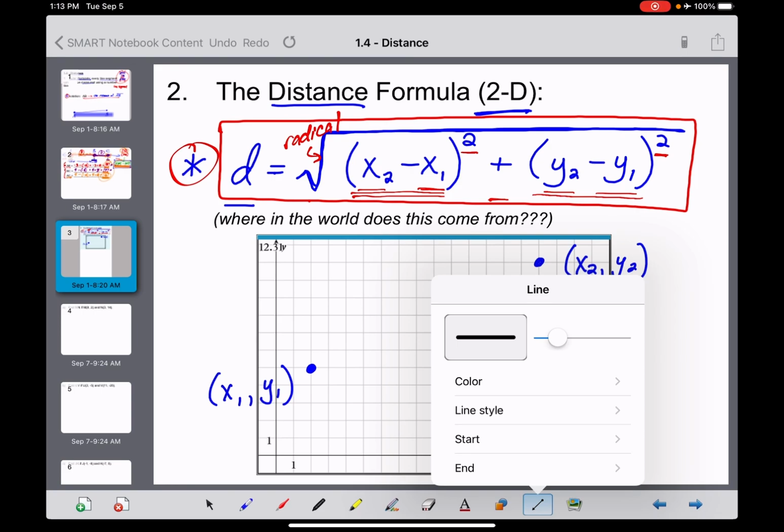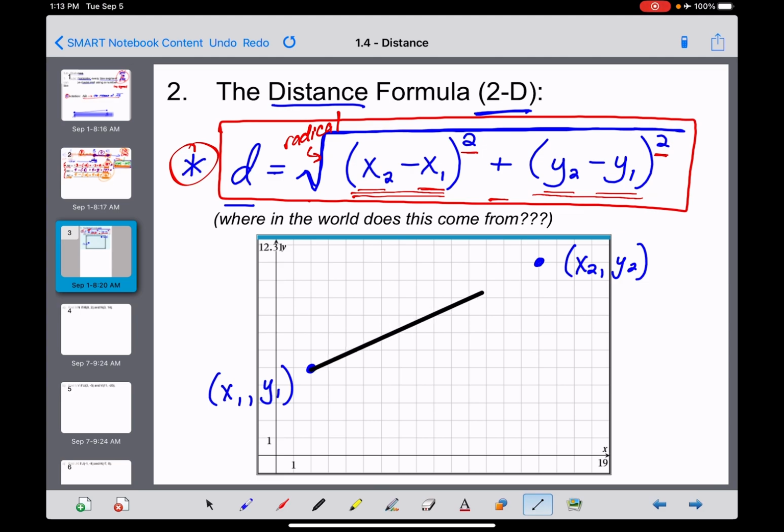And now we're going to go ahead and draw the one and only line segment that connects those 2 points. And that black line segment that I just drew represents the distance between the first point and the second point. So that is what we're trying to measure. Now, how in the world are we going to do that?